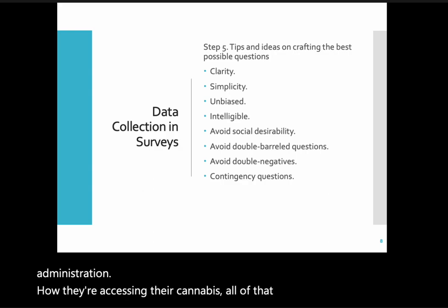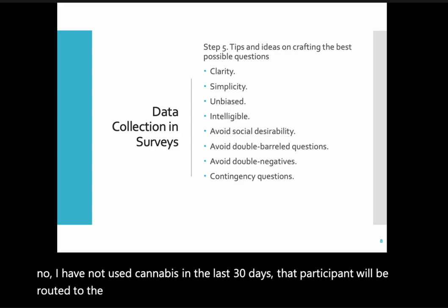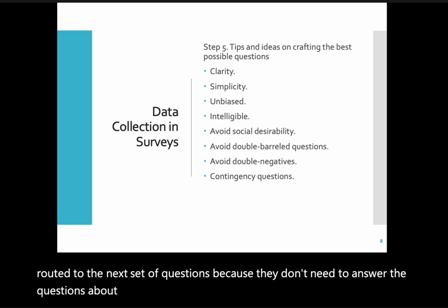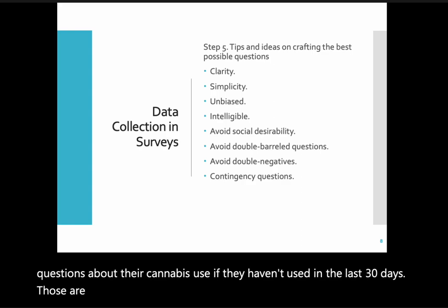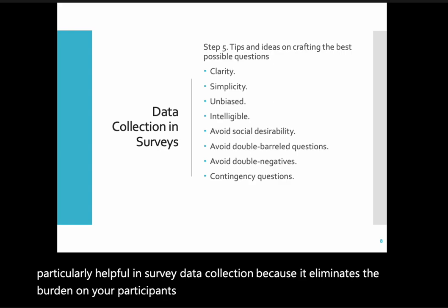But if someone answers, no, I have not used cannabis in the last 30 days, that participant will be routed to the next set of questions because they don't need to answer the questions about their cannabis use if they haven't used in the last 30 days. Those are contingency questions. And contingency questions are particularly helpful in survey data collection because it eliminates the burden on your participants in answering questions that are not relevant to them.